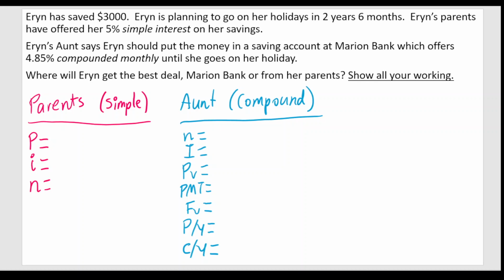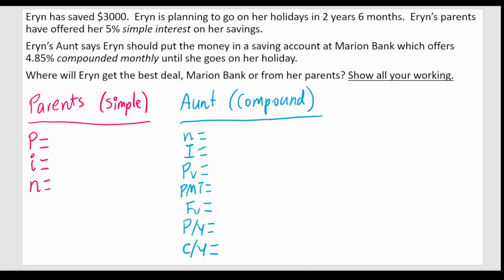Her parents have offered her 5% simple interest on her savings, and her aunt has said that she will offer her 4.85% compounded monthly until she goes on her holiday. What we're trying to find is where Erin is going to get the best deal from, her parents' idea or the account at Marion Bank. So first of all, we're going to put in all of the information that we know.